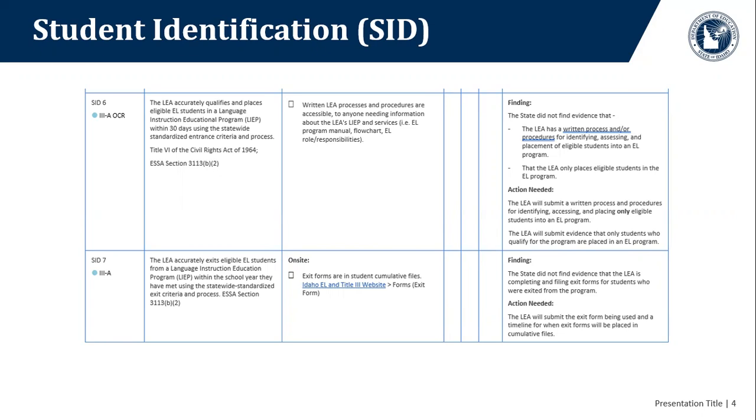What you're going to upload for SID 7 is an example of an exit form, and you can redact student information, name and personal identifying information, but you want to make sure that you have a filled out form so we know what it looks like. If we're on site, we will spot check those. But if it's hybrid or desk review, you'll want to make sure that you include 2 to 3 files that show those exit forms.